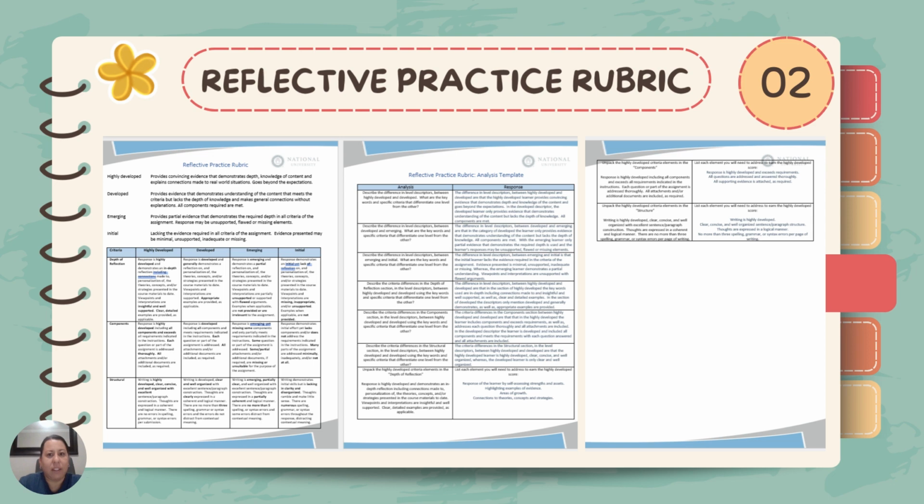And here is my example, my assignment that reflected the PLOs.